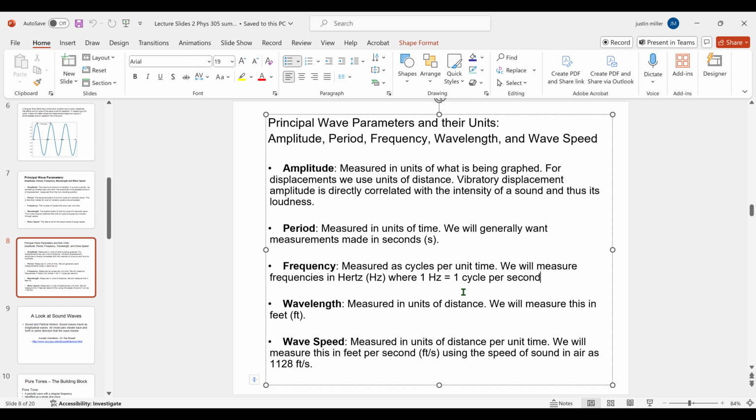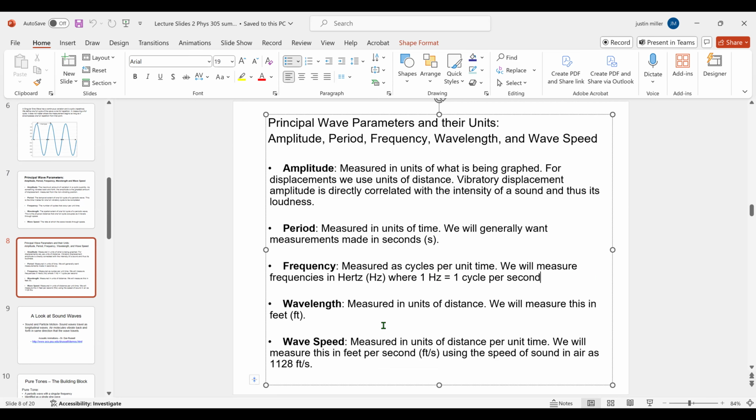Nice. So get used to hertz and just note that that's how we're going to characterize frequencies. So I can say, hey, we've got this sound that has a frequency of 262 hertz. And that would mean that that sound has 262 cycles occurring per second. Oof, that's a lot, but that's what we've got going on.